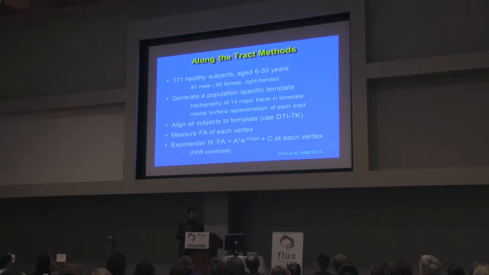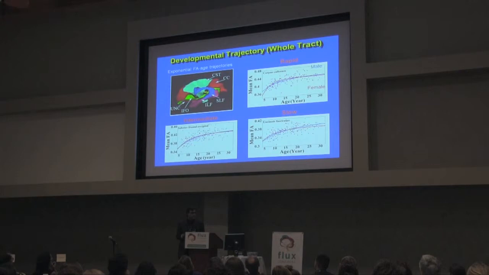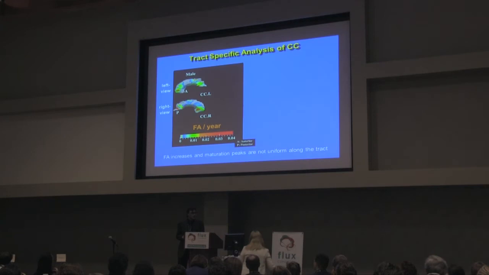And then we fit with an exponential, did an FDR correction, and looked at which vertices changed as a function of age. Now, the first thing we did is just made sure that if we look at all the vertices over the whole representation, we get similar results to our tractography results from before. And yes, we see rapid, intermediate, and slow tracts where you see different elevations in FA, but we didn't see much gender differences. What about the tract-specific analysis?